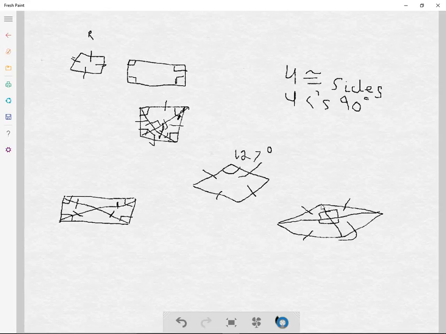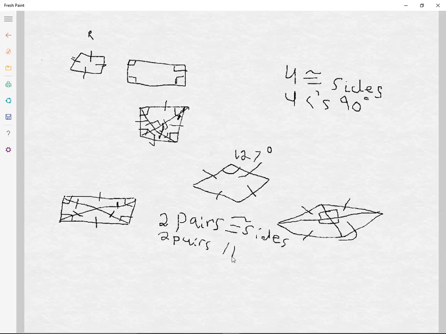Name all the properties of a rectangle. So it's a parallelogram. Let's start with that. These sides right here are congruent, so two pairs of congruent sides. It has two pairs of parallel sides.